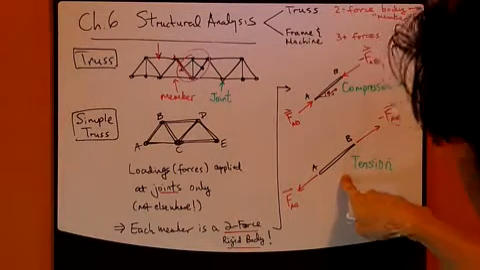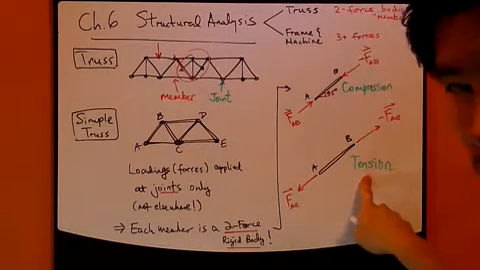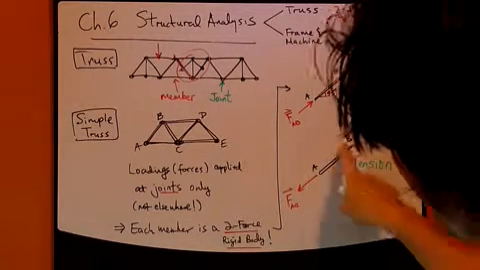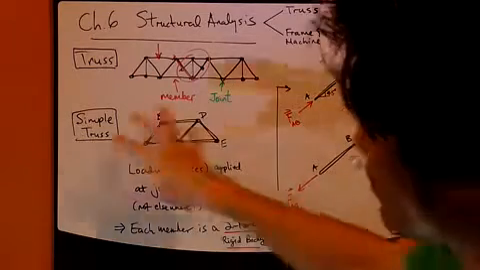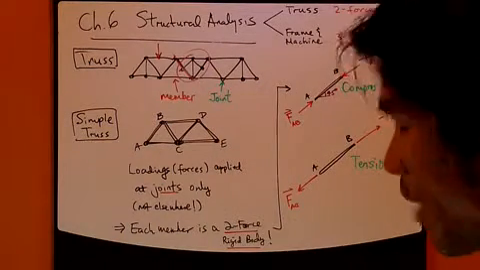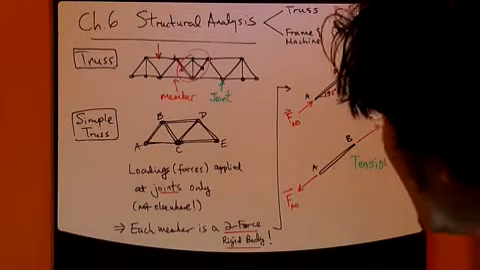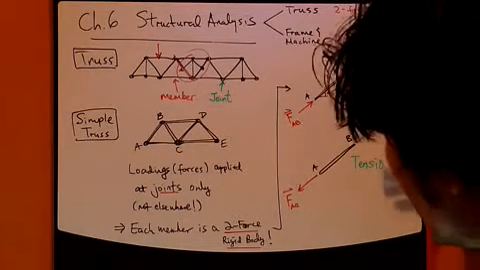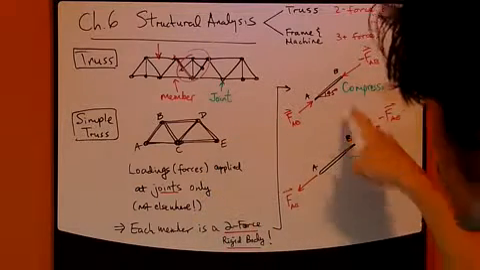This bottom picture shows that this force AB is a tensile force. So this member AB is under tension. So in a simple truss, there are only two possible loading situations. It can be either under compression or tension. Each member can only be under compression or tension.